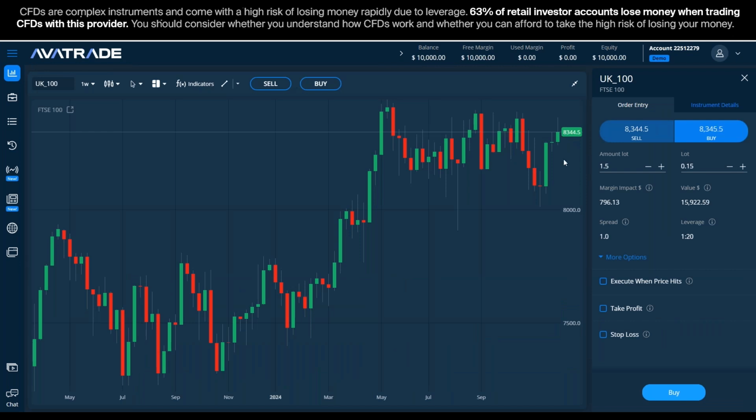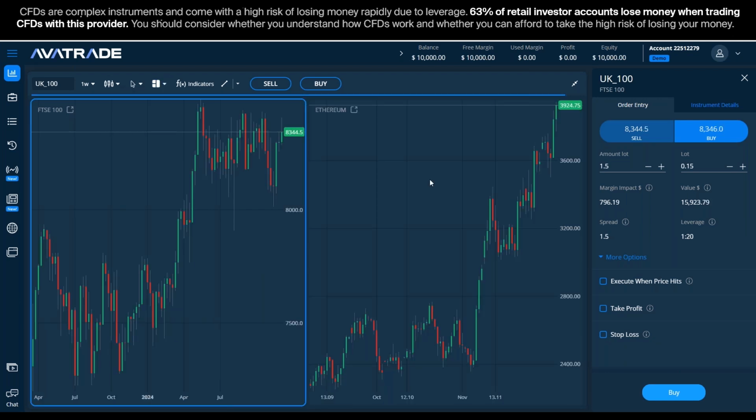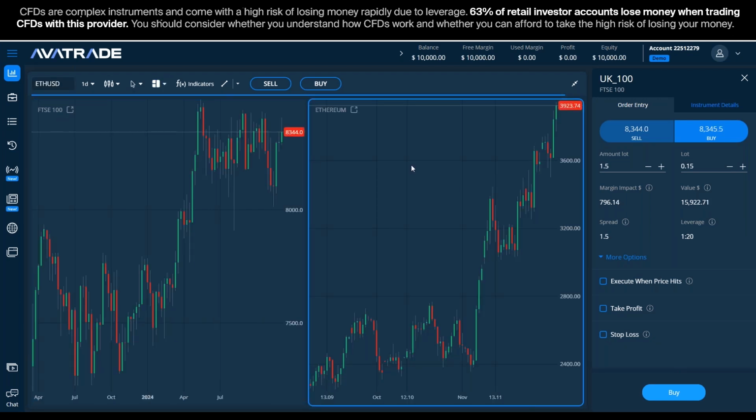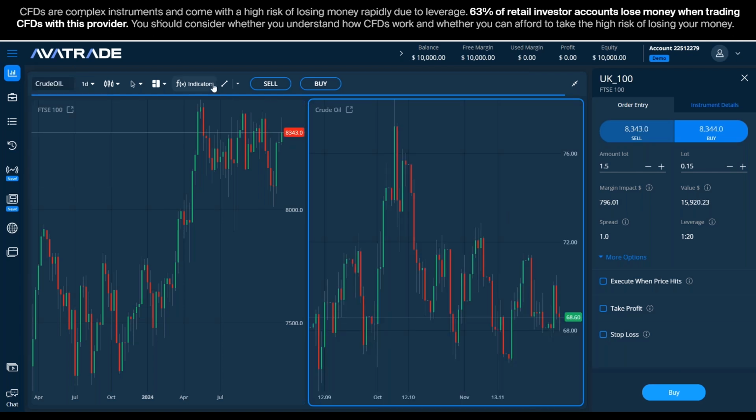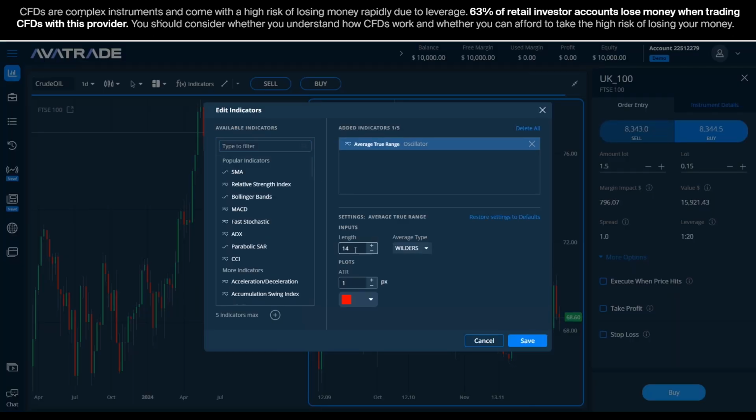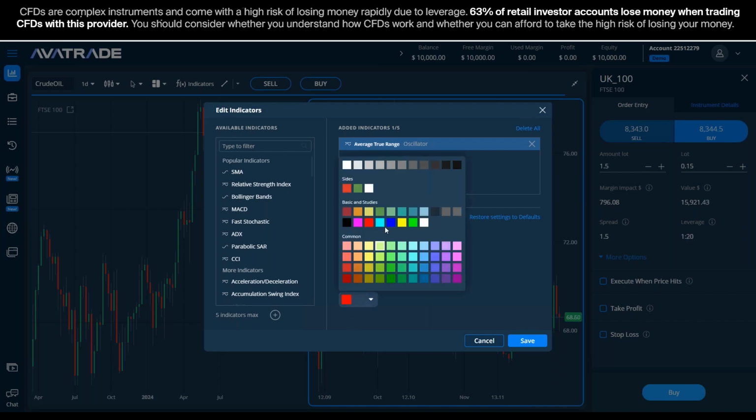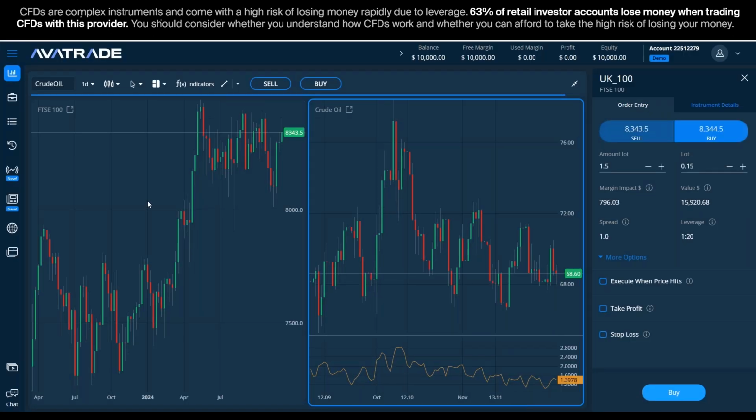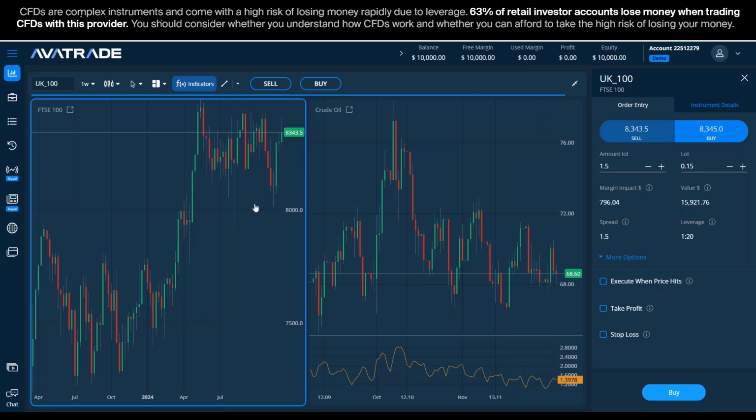Okay, and I see the value now is 8,344. And I'm now going to compare it with something not from the indices, let's say one of the commodities. Let's take something small. Let's take crude oil. Okay, and I will apply an ATR to both, and we're going to traditionally change it to 5, and also change the color here. And in here, we're going to do the same.